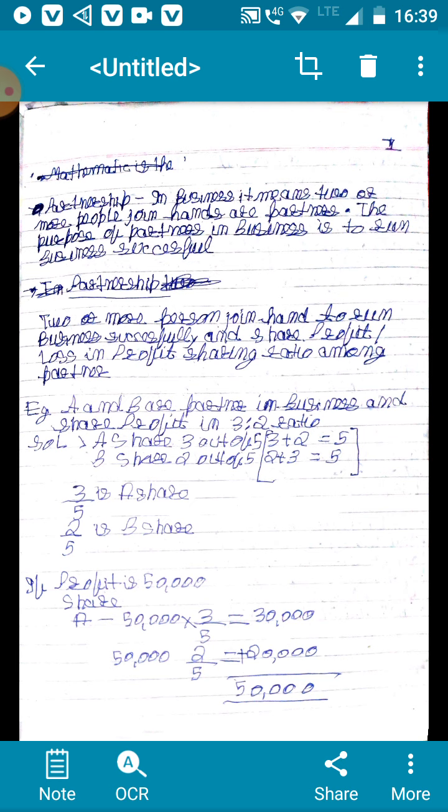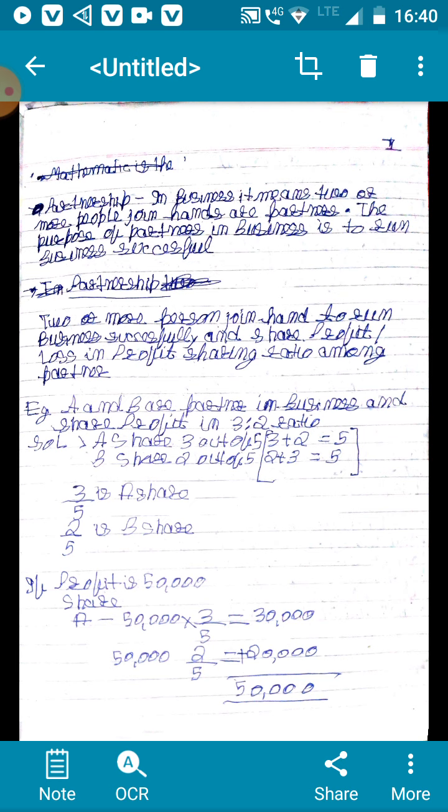For example, A and B are partners in business and share profit in the ratio of 3 to 2. A's share is 3 out of 3 plus 2, which is equal to 5. A's share is 3 upon 5, B's share is 2 upon 5, and 3 plus 2 is equal to 5.